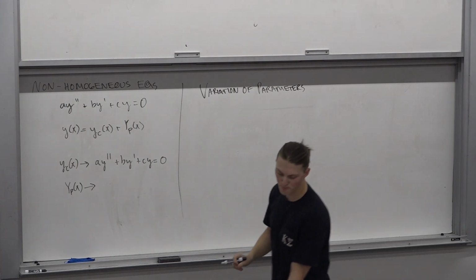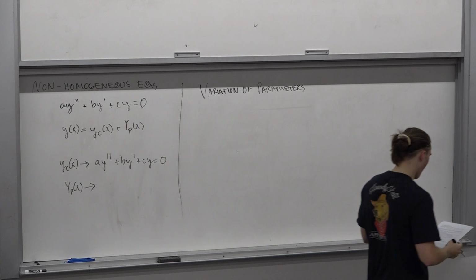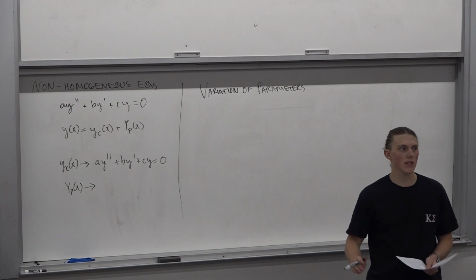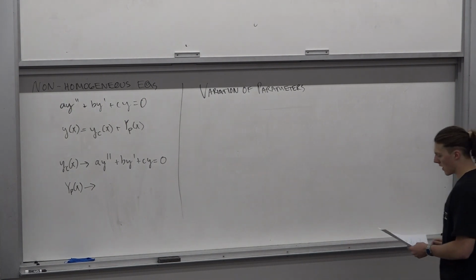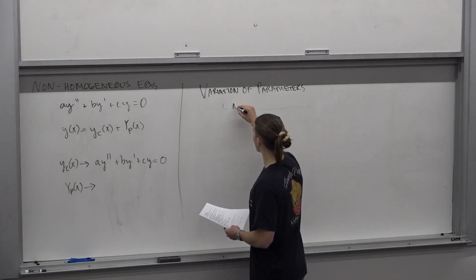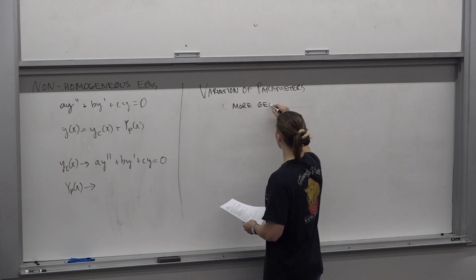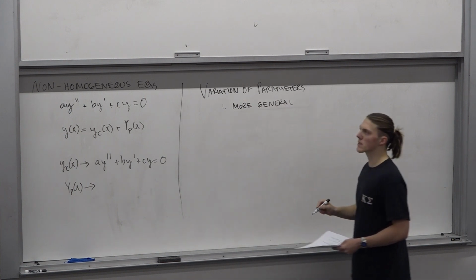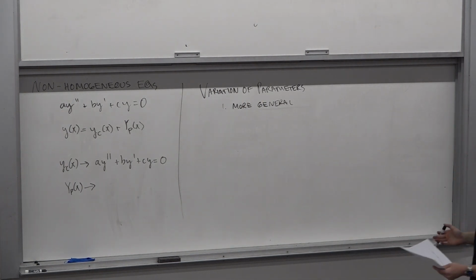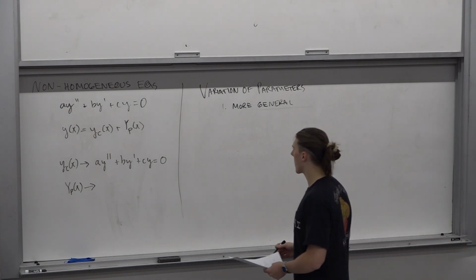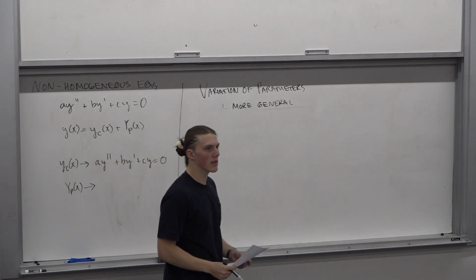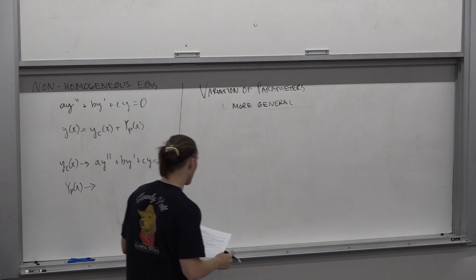Variation of parameters. This is just a different way to calculate your particular solution, y_p of x, and it differs in a few ways. First of all, it's more general. We're not restricted to those forms that we had before. We didn't have guesses for some functions. We could take the product in some cases, but there are some functions that don't work. So this one's more general.